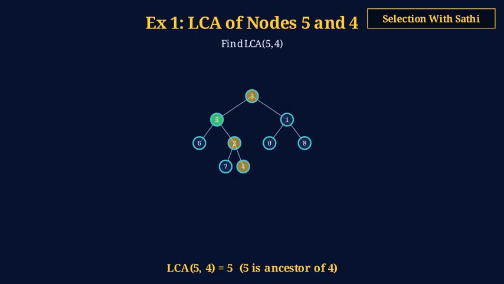Back at node 2, left returned 4, right returned 5. Both non-null. Node 2 is the LCA. Call LCA on node 3, both subtrees return none for 4 and 5. Return none. Back at root 1, left returned 2, right returned none. Return 2. Answer: LCA of 4 and 5 is node 2, their parent.